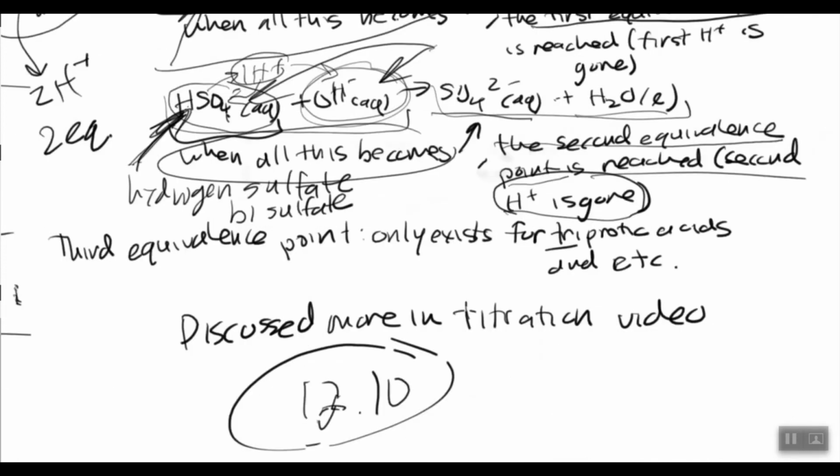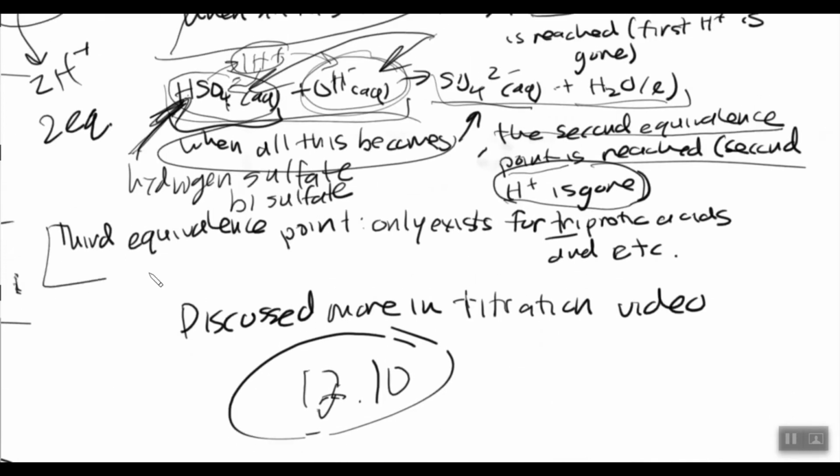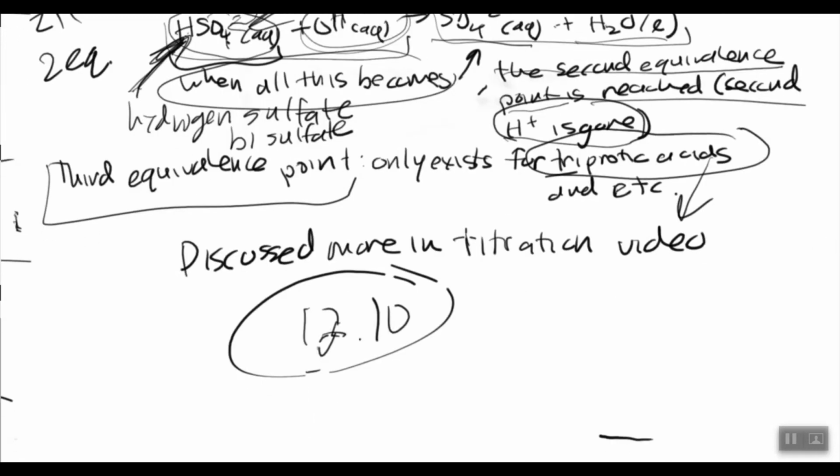So last but not least, we have our third equivalence point. That's only when you have acids that have 3 or more H pluses. So either a triprotic acid or things that have more than 3 H pluses. And yeah, so it's the same idea. And an example of a triprotic acid is H3PO4.